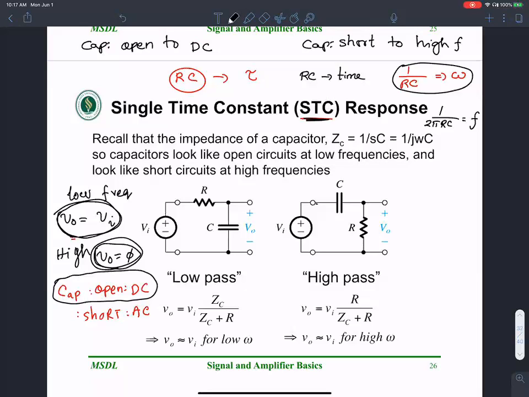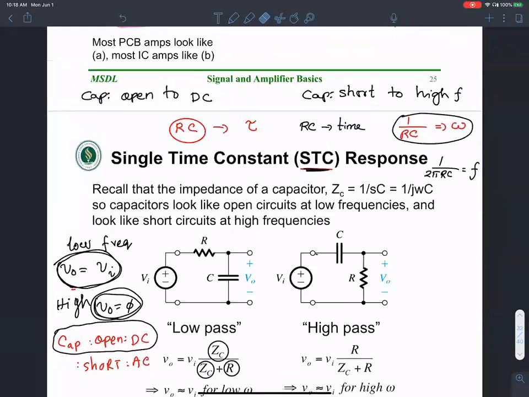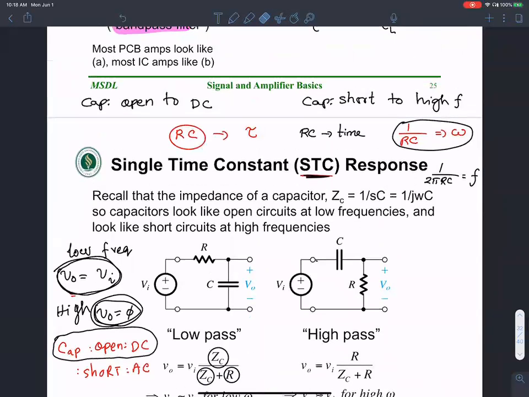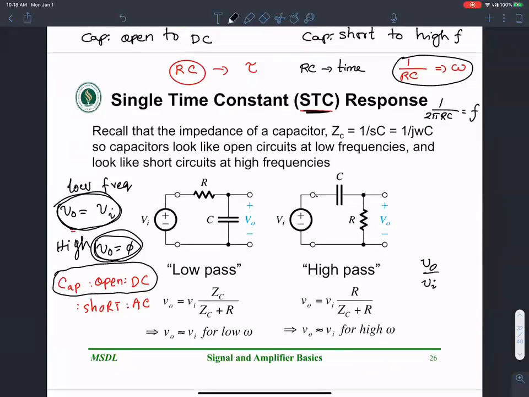And then if ZC is the impedance of a capacitance, then ZC plus R is the total impedance of the resistance and capacitance in series. Then we have the transfer function. The transfer function is always defined as V out over V in. The transfer function can be expressed using these complex impedances, ZC plus R. It's something I discussed in the last class.